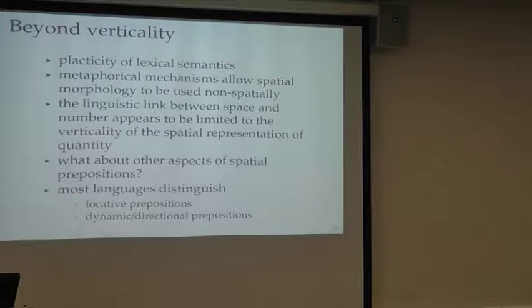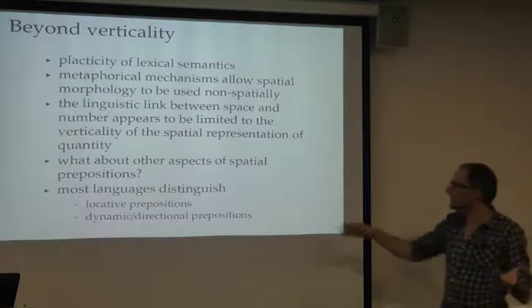Bear in mind, a formal semanticist like me doesn't know what to do with metaphorical mechanisms, right? So we simply have to assume that these things are somehow in place. We don't really know how to model them correctly. Lakoff and Johnson are not formal semanticists, needless to say. But here's what this picture looks like, the third bullet point: the linguistic link between space and number appears to be limited to the verticality of the spatial representation.